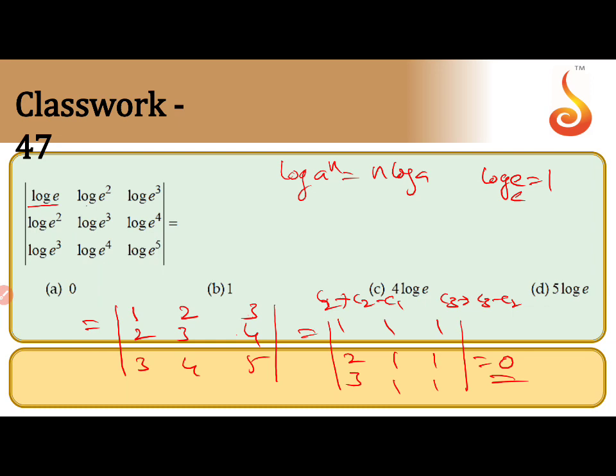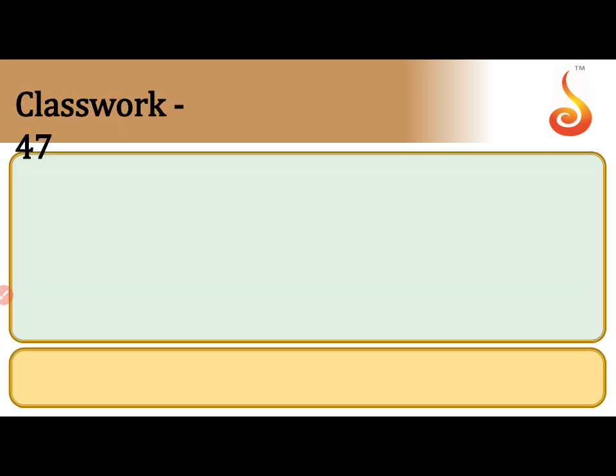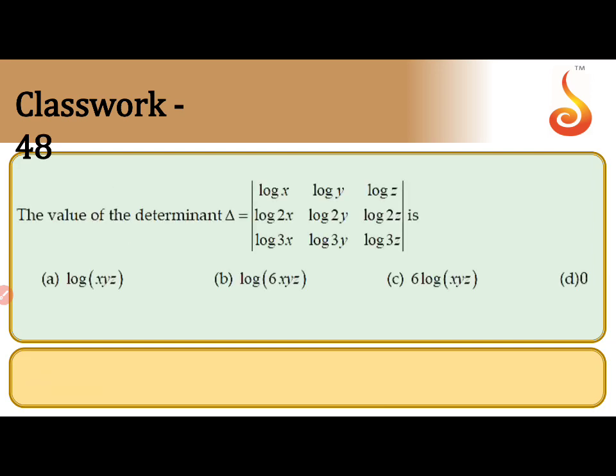Log e is 1. This is 2 log e, where log e value is 1. 3 log e means 3. So keep on simplifying to get the answer 0 only. Got it? Next question. Check the answer. Answer A is correct. So next question, the value of determinant. I will solve this question on the next page.